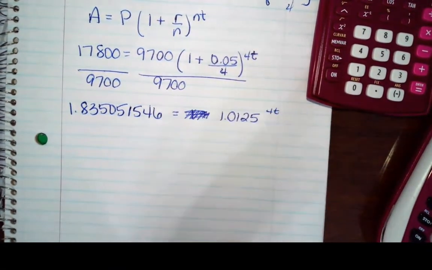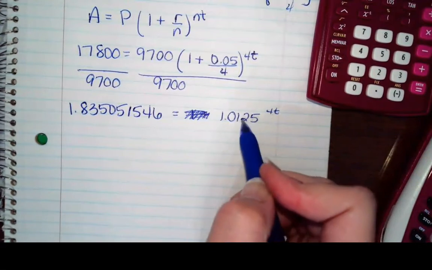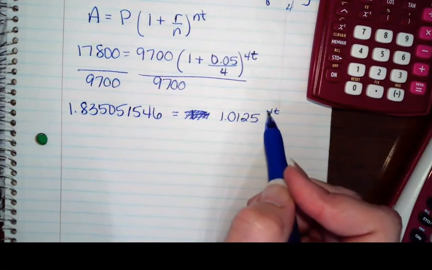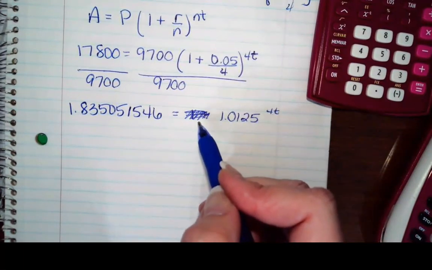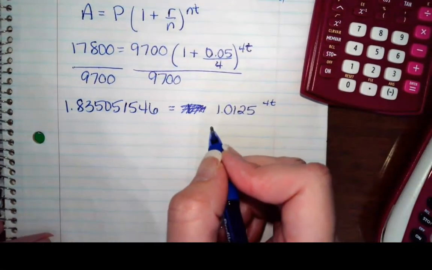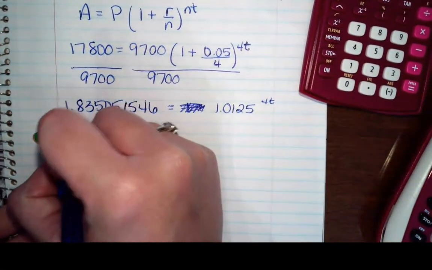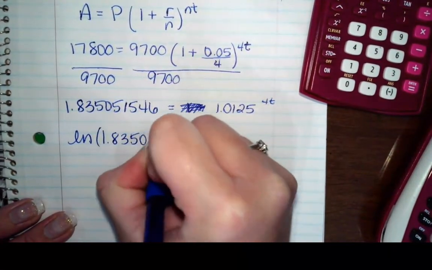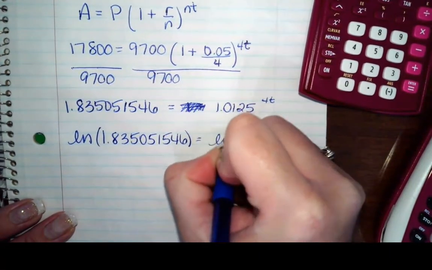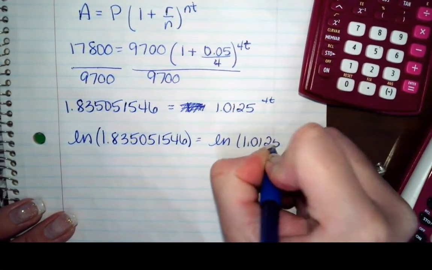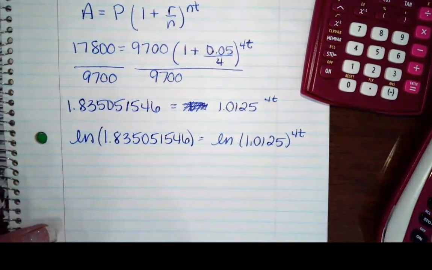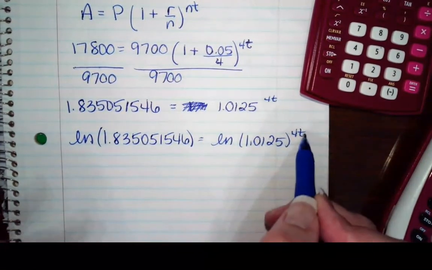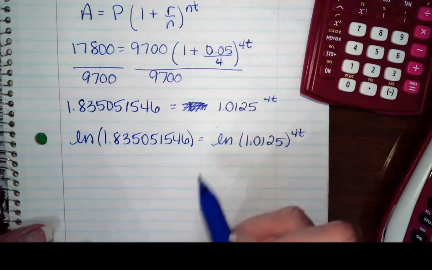So this is now gone. The only thing that this exponent is attached to is the 1.0125, which means I can now go into log world so that I can get that exponent down in order to manipulate it. I don't care which log you use as long as you're consistent. I like the natural log, so I'm going to take the natural log of both sides. This line and this line are identical, except I took the natural log of both sides.